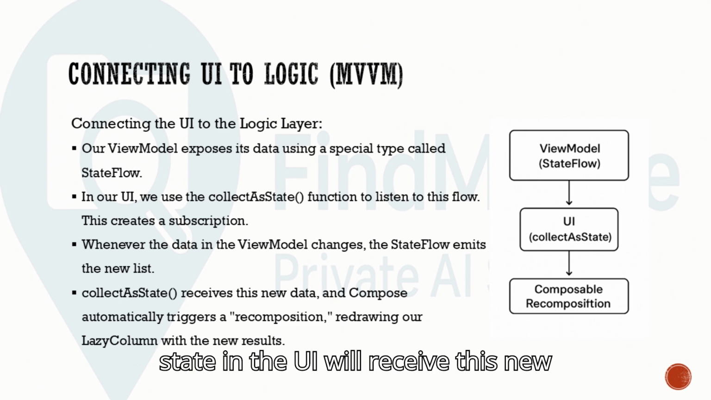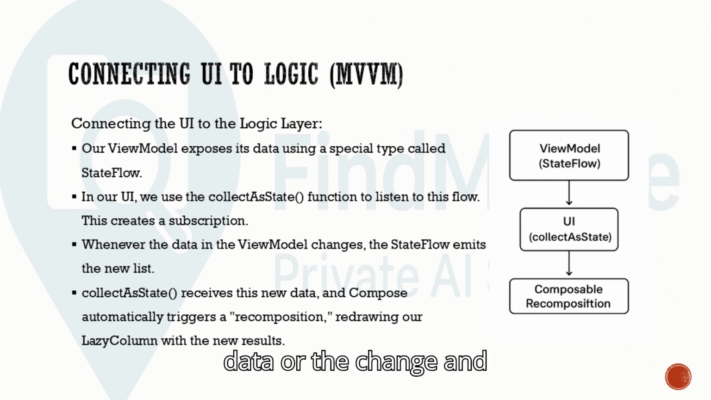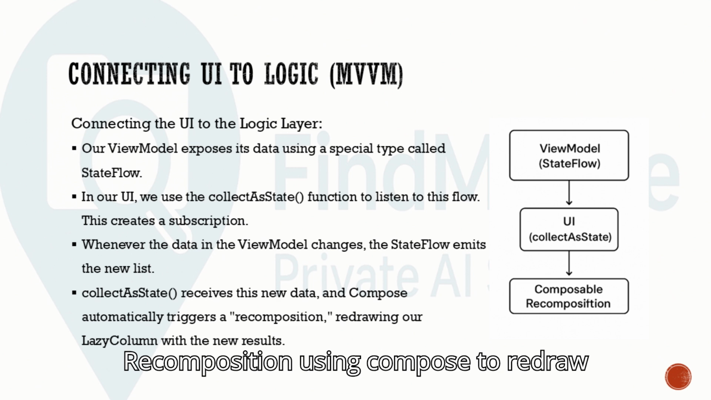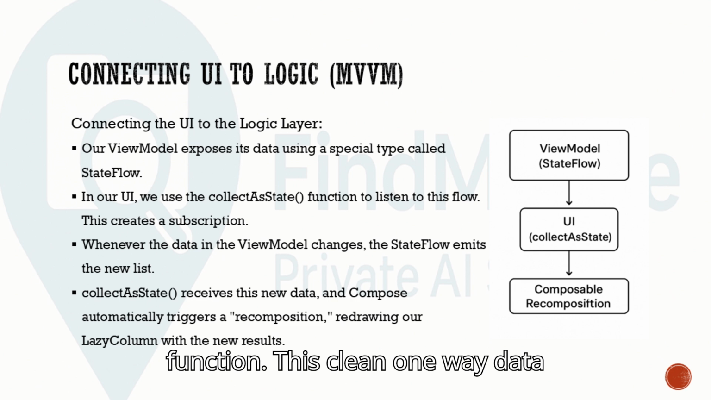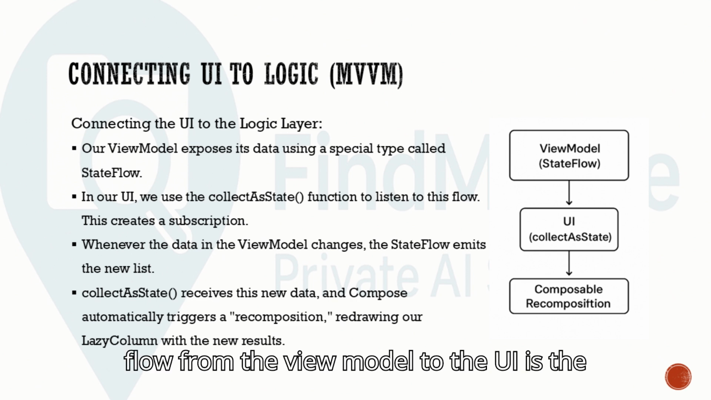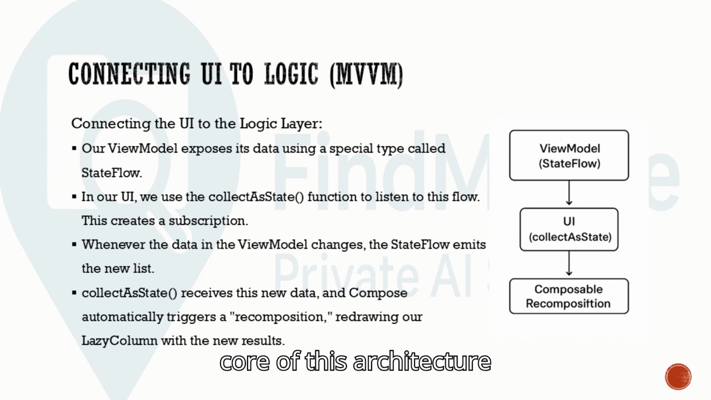Now collectAsState in the UI will receive this new data or the change and trigger an automatic recomposition using Compose to redraw the lazy column, which is our display function. This clean one-way data flow from the view model to the UI is the core of this architecture and is what makes our app robust. Now we are going to do a small code change as a lab exercise in the next slide.